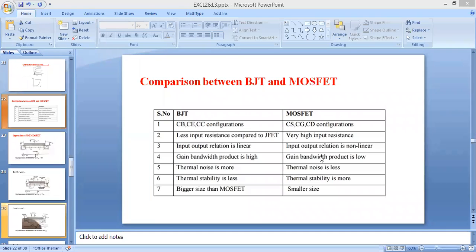So today we want to see the differences between BJT and MOSFET. BJT consists of three terminals that are base, emitter and collector, and MOSFET has three terminals that are source, gate and drain. That's why we are seeing here three configurations: CB, CE.